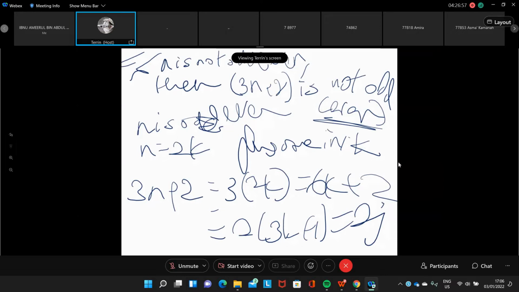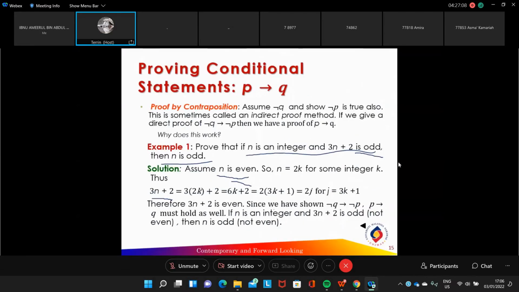Hence, the original statement, if n is an integer and 3n plus 2 is odd, then n is also odd, right? This is using indirect proof. Understand? So you get the difference between direct and indirect.